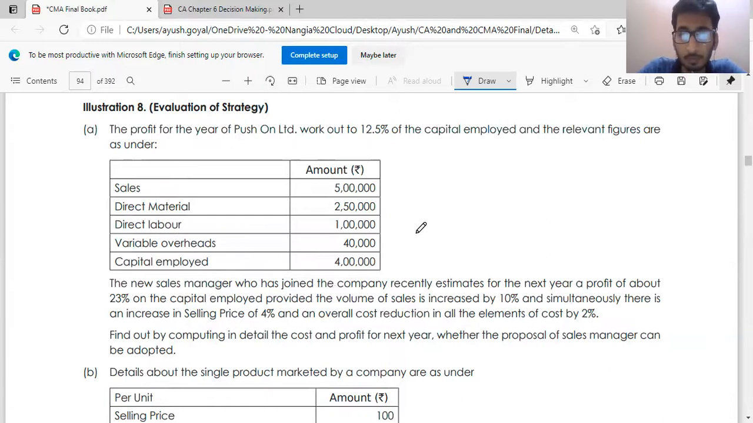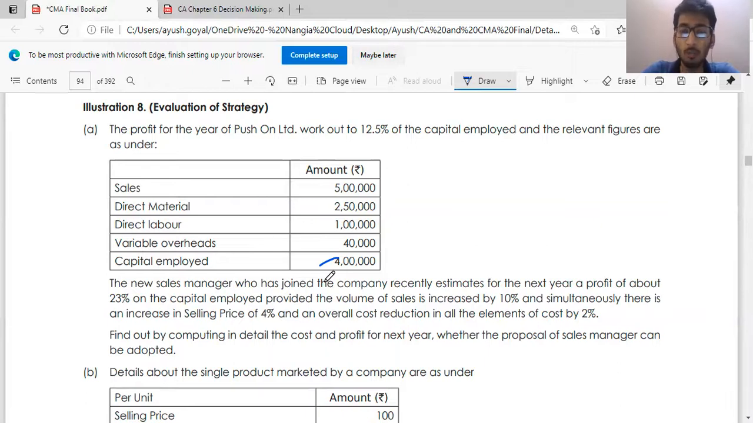Okay. And simultaneously, there is an increase in the selling price. So basically, a new sales manager has joined the company recently. Okay. And he is forecasting something. He is saying that for the next year, he's estimating the profit to be about 23% on the capital employed. Capital employed here is given to us, and he is saying that the profit would be 23% of the capital employed if we make certain changes.